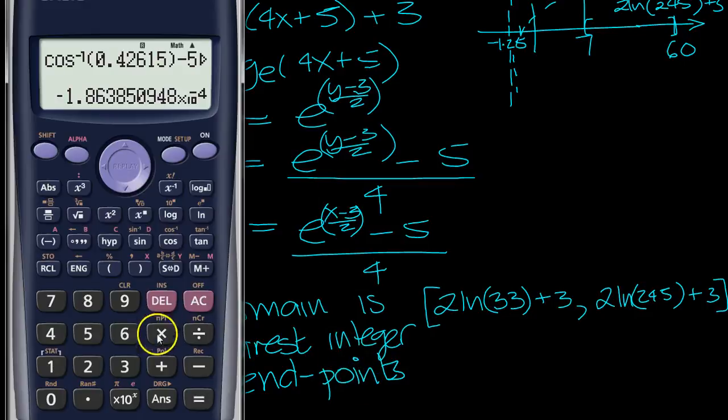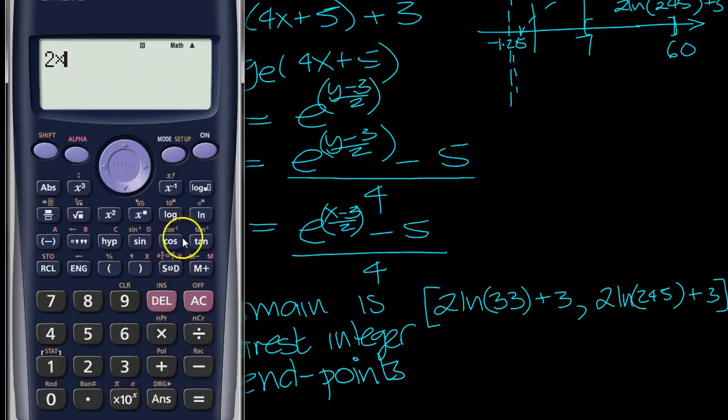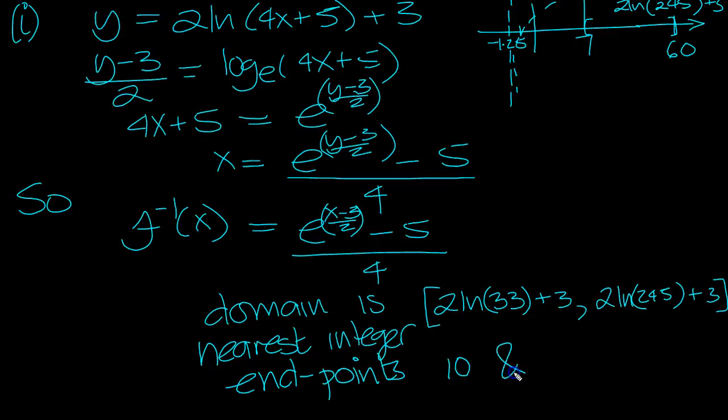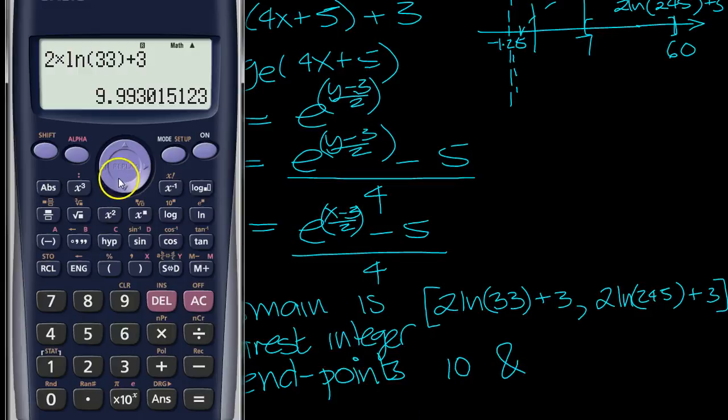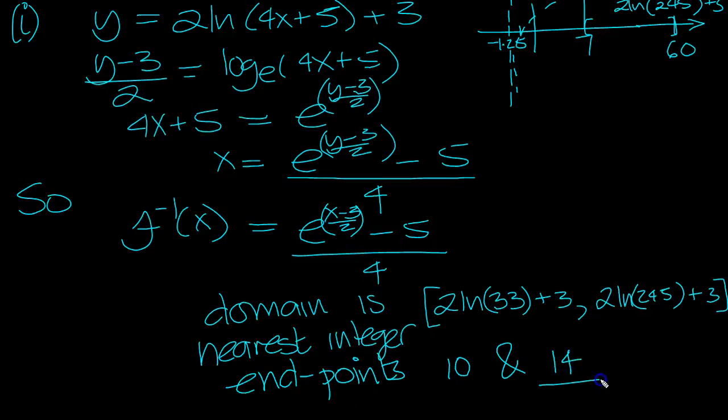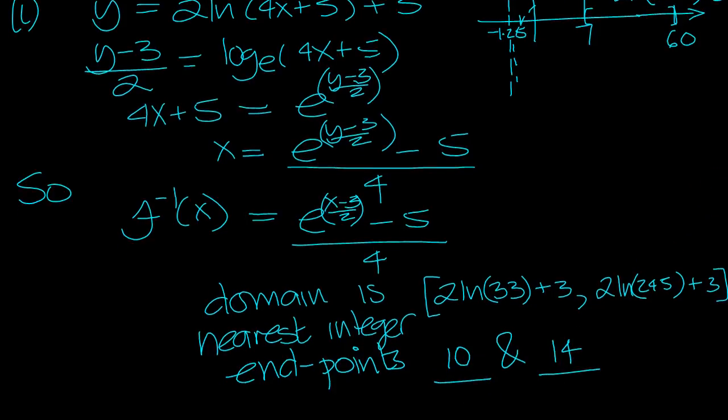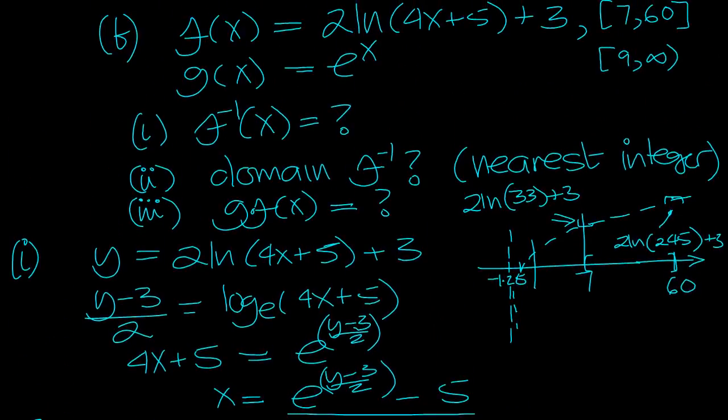So let's have a look. 2 times natural logarithm of 33 plus 3. 9.99 is 10, and 245 gives 14. That looked pretty user-friendly there. So that was part 2.